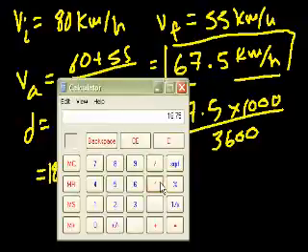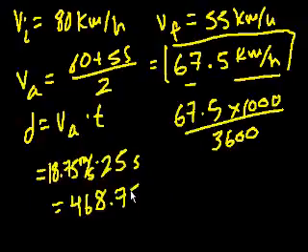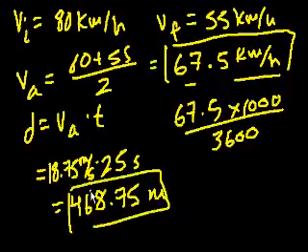So what does that give us? Times 25 equals 468.75 meters. That's how far it traveled just to brake from 80 kilometers per hour to 55 kilometers per hour. And it took 25 seconds. Hopefully I haven't confused you too much. See you soon.